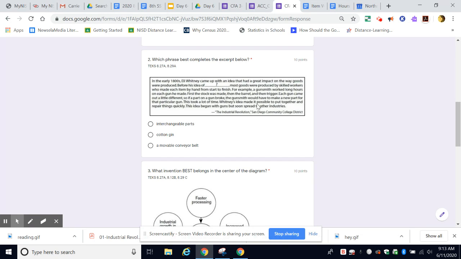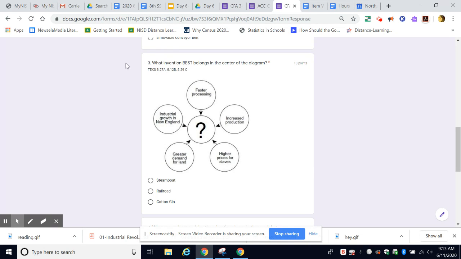Whitney's idea made it possible to put together and repair things quickly. This idea began with guns, but soon spread to other industries. So which phrase best completes this? Is it interchangeable parts, cotton gin, or movable conveyor belt? Please answer number 2.